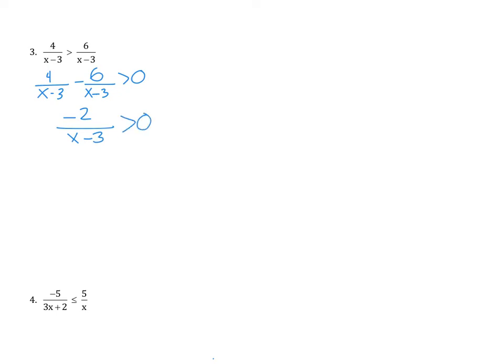This time when I'm finding my critical values, I don't have anything that's going to make sense on the top. I don't need to set negative 2 equal to 0. So all I'm going to worry about is the bottom. If x minus 3 equals 0, I get x equals 3. I'll go ahead and put that on my number line.